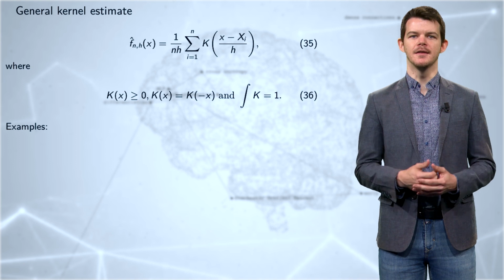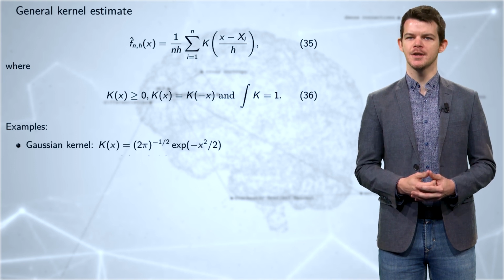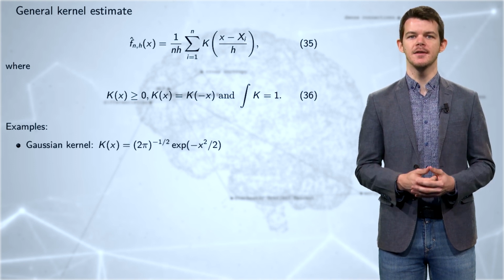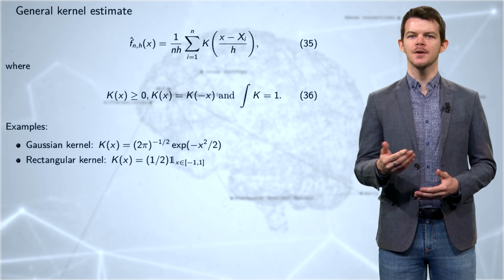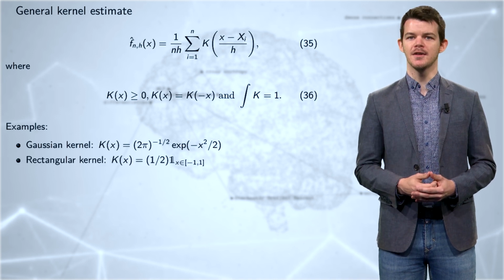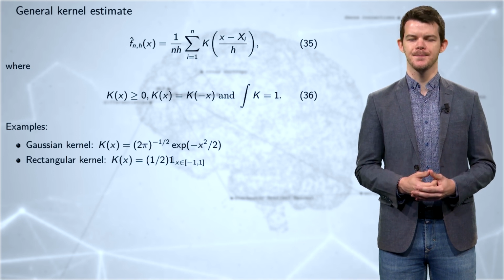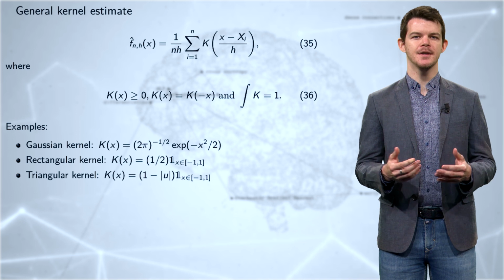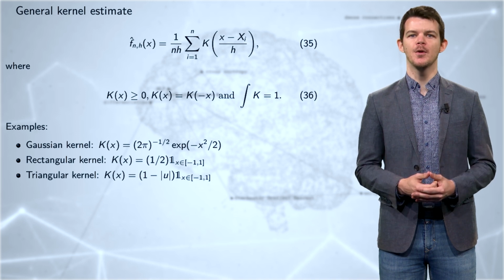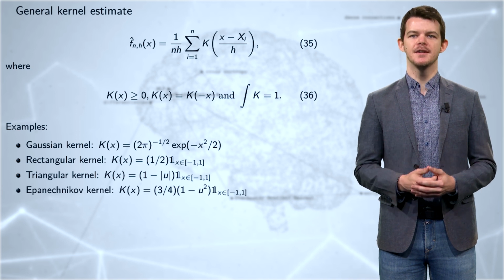You can find in this list the very classical Gaussian kernel, which is related to the Gaussian density. The rectangular kernel we have seen in the previous slide, which is constant around x and 0 otherwise. The triangular kernel, which has a triangular form around x and is equal to 0 otherwise, and some more complicated kernel, which has a quadratic form around x.